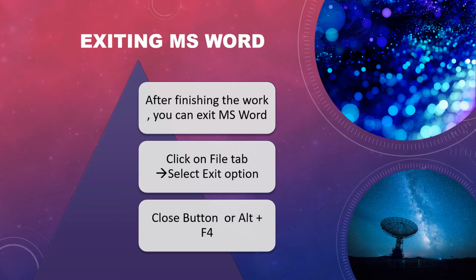Instead of going to the File tab and Exit option, you can also click on the Close button, which is present at the topmost corner of your title bar. Or you can use a shortcut key also. The shortcut key to exit MS Word is Alt plus F4. So there are three methods to exit MS Word.